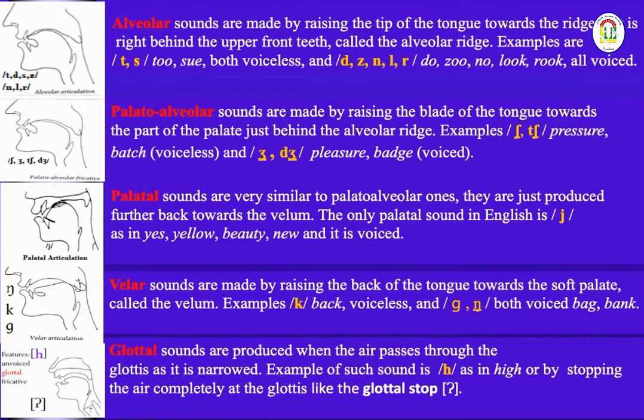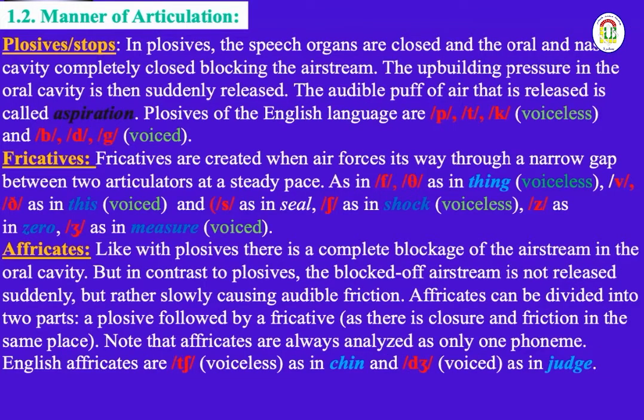Glottal. Glottal sounds are produced when the air passes through the glottis as it is narrowed. Examples of these sounds are h, as in high, or by stopping the air completely at the glottis, like in the glottal stop, like in what. Now we move to another feature that we use for the description of consonants, which is called manner of articulation. The manner of articulation has to do with the kind of air obstruction after it has passed the vocal tract. It may meet complete closure, like in plosives, in which we stop the air completely.